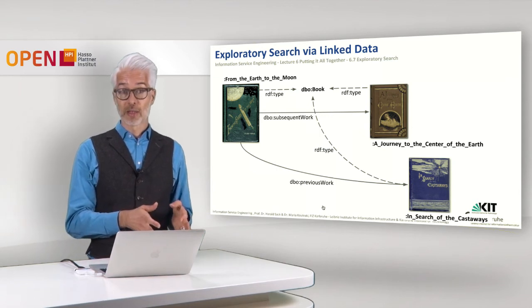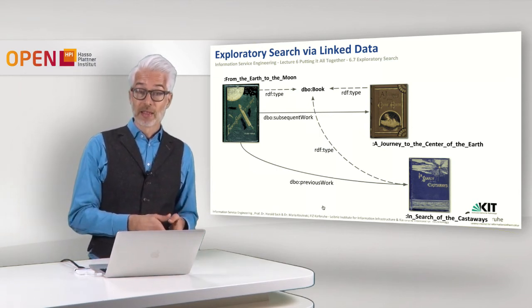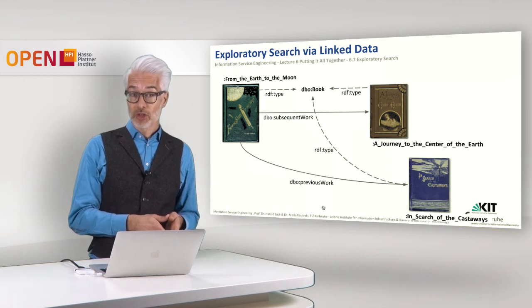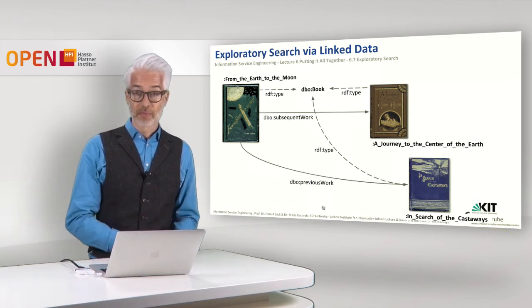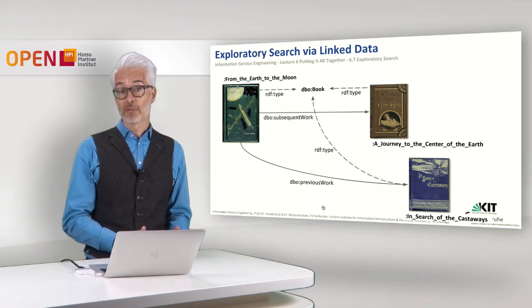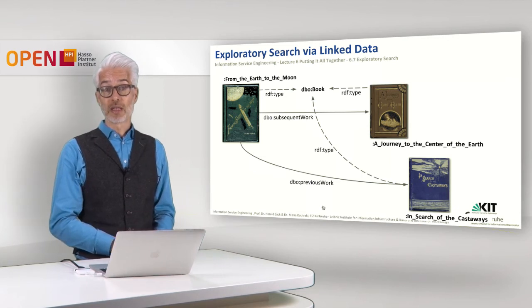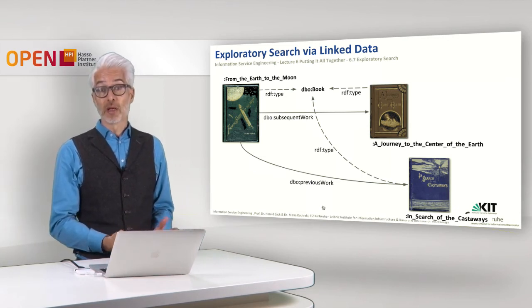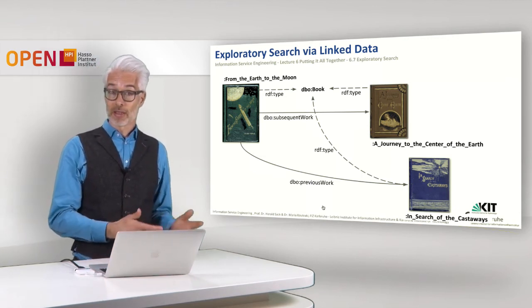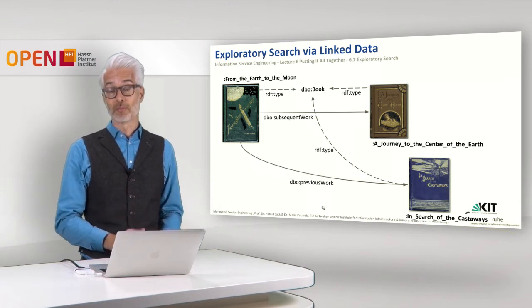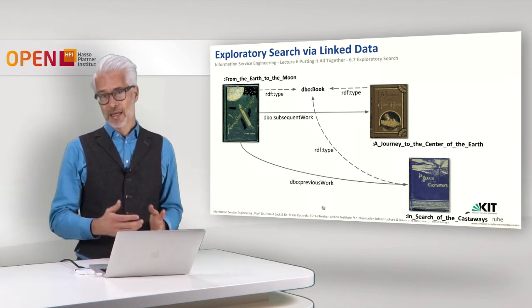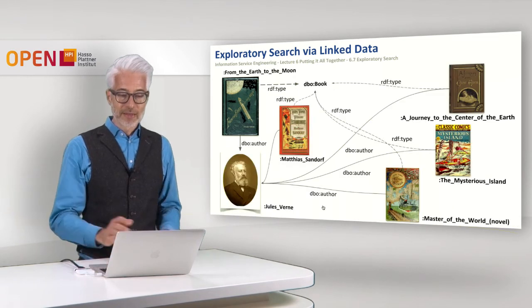So we had originally in mind From the Earth to the Moon, and we have, for example, two other books which are connected via other properties. We have a subsequent work and we have a previous work, and both of them are also of type book, which makes them a good recommendation. But of course they are rather similar. It's clear they are from the same author, they are subsequent works, and so on and so on. And probably you are interested in something which is a bit more diverse. So let's have a deeper look.